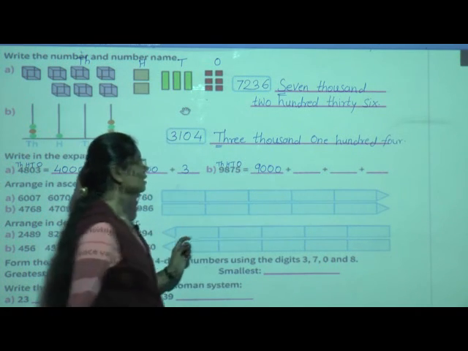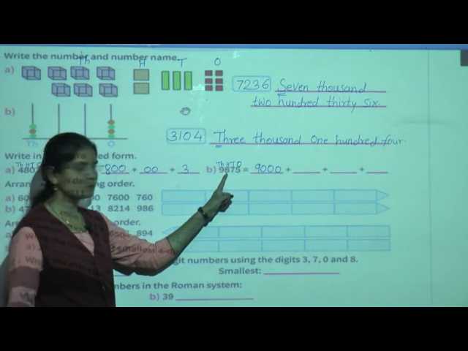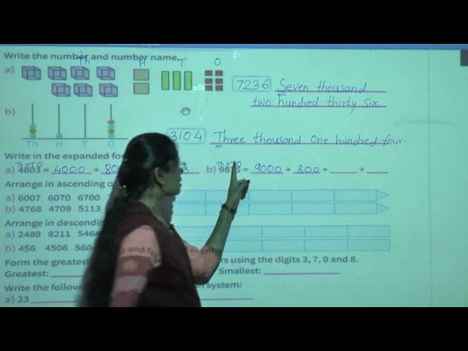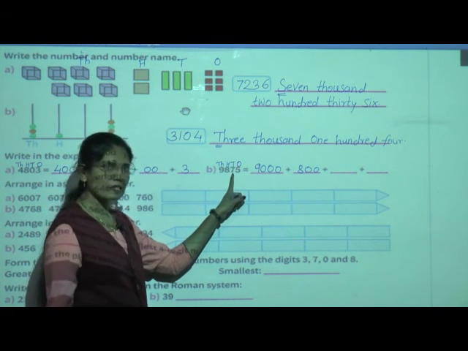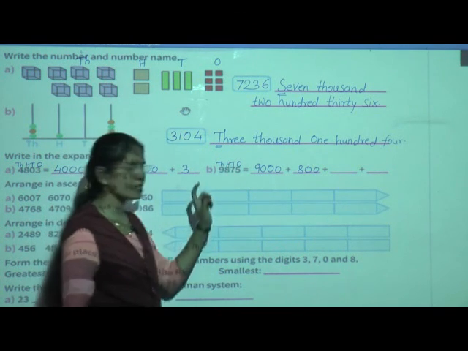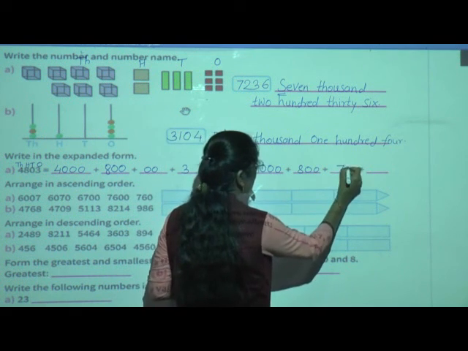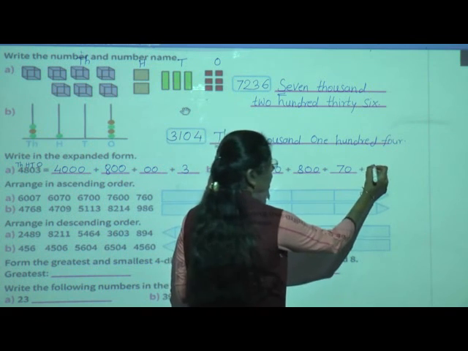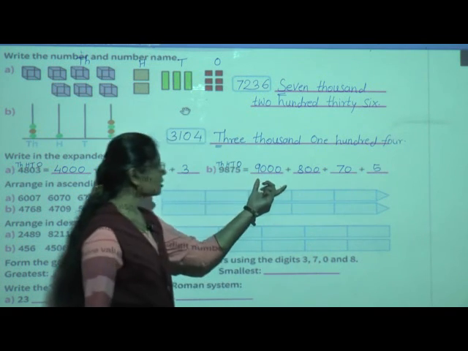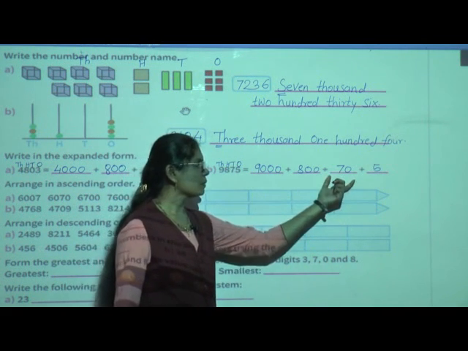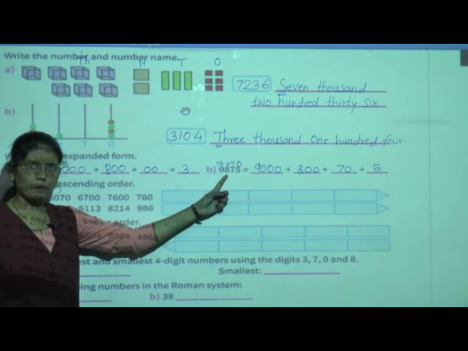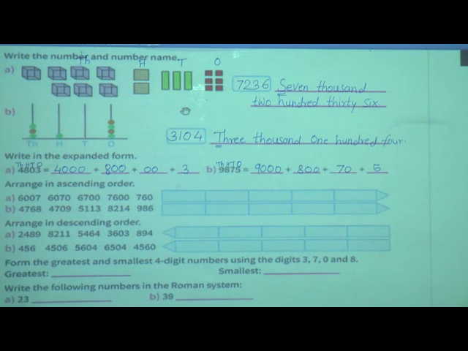plus. Now at hundreds place 8 is there. So place value of 8 is 800 plus. At tens place here 7 is there. Means 7 tens. 7 tens means 70 plus. At ones place 5 is there. So we will write here 5. So 9000 plus 800 plus 70 plus 5. This will be the expanded form of this number. Understood? Okay.